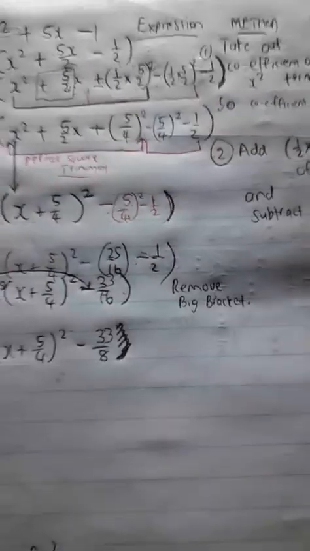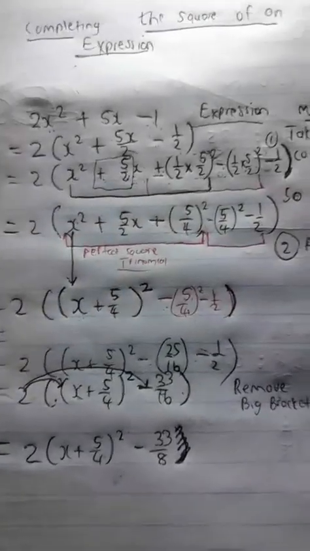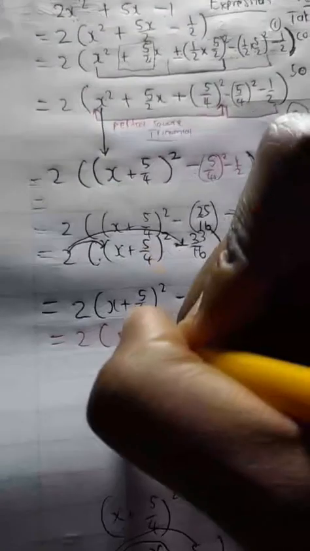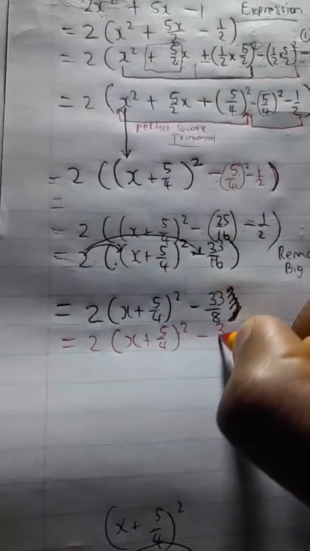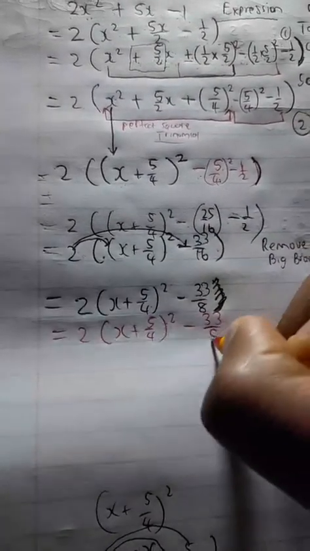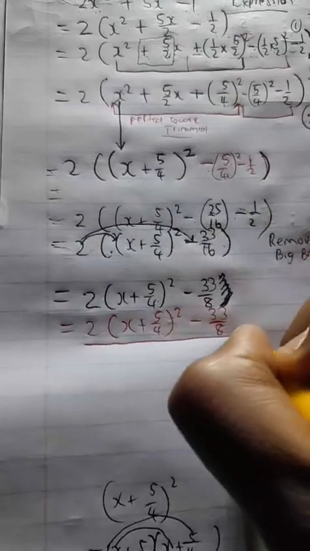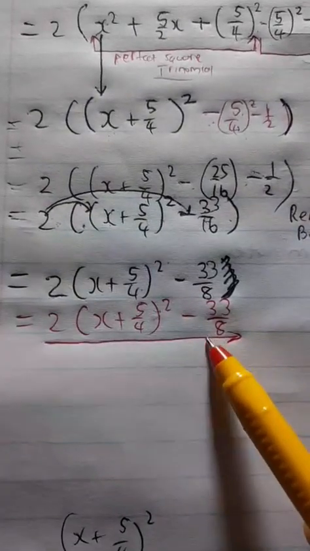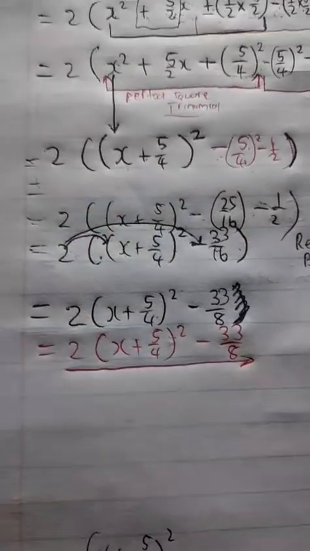I'm going to go back and regroup so that I can highlight the important steps. So that is my answer, guys. I have completed the square of the expression. It's 2 into (x plus 5 over 4), the whole thing squared, minus 33 over 8. This has been the completing of the square of a quadratic expression.